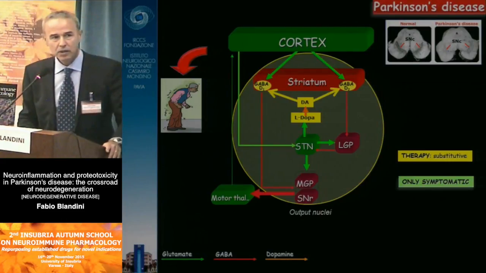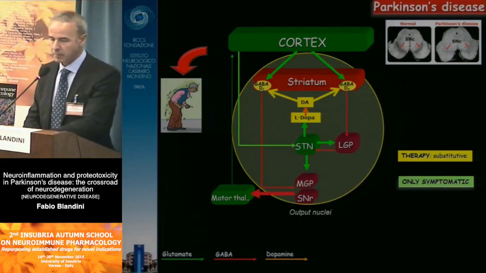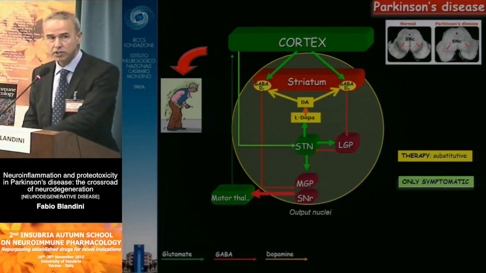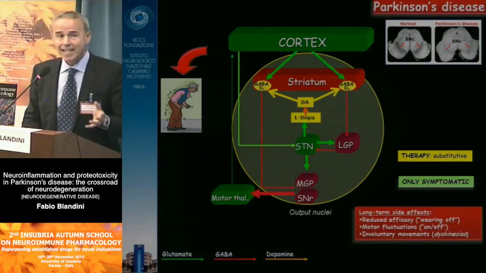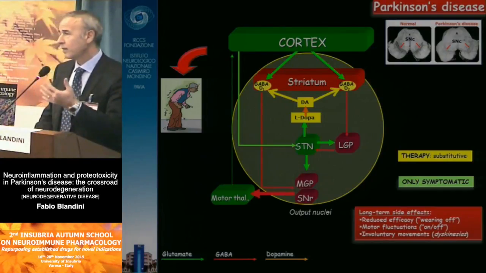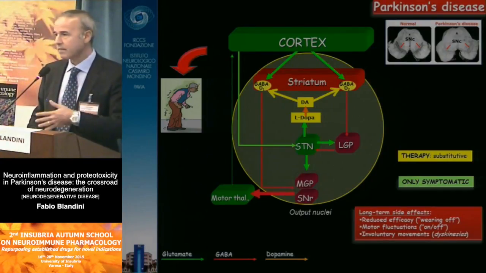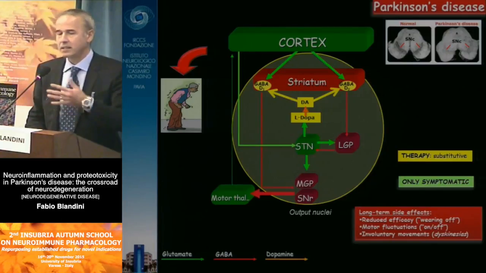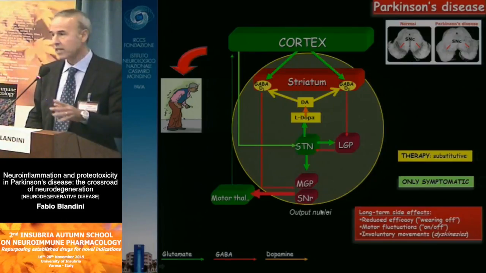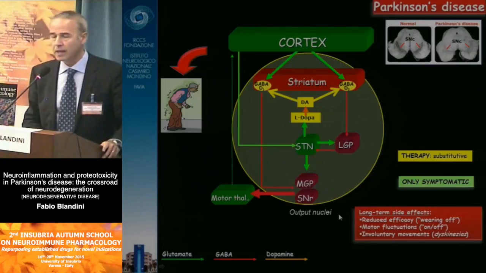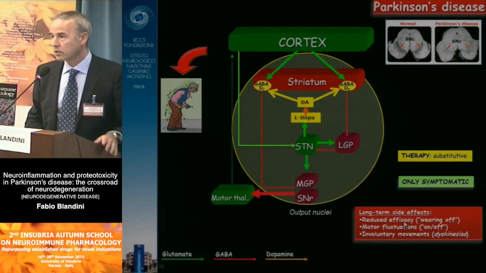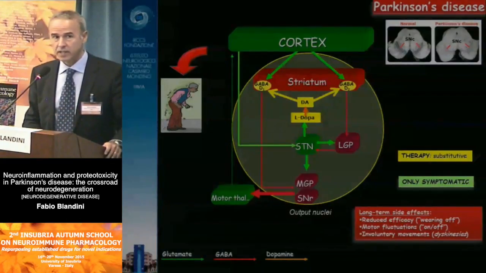Anyway, it is a symptomatic treatment that does not modify the progression of the disease, and which works very well for the first 5, 6, let's say 10 years. But then long-term side effects start to show in these patients. Reduced efficiency. First of all, the wearing off phenomenon. So the levodopa treatment starts to lose its effectiveness in these patients.